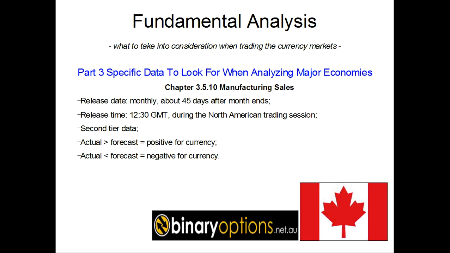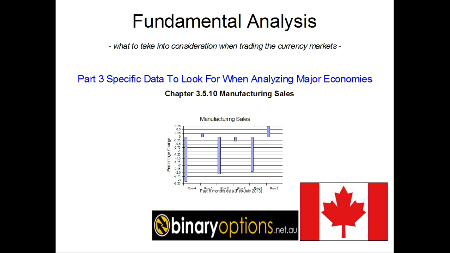The release date is monthly, about 45 days after the month ends. The release time is 12:30 GMT during the North American trading session, and this one is a second tier data. If the actual is bigger than the forecast, it should be positive for the currency, and if the actual is lower than the forecast, it should be viewed as negative for the currency.